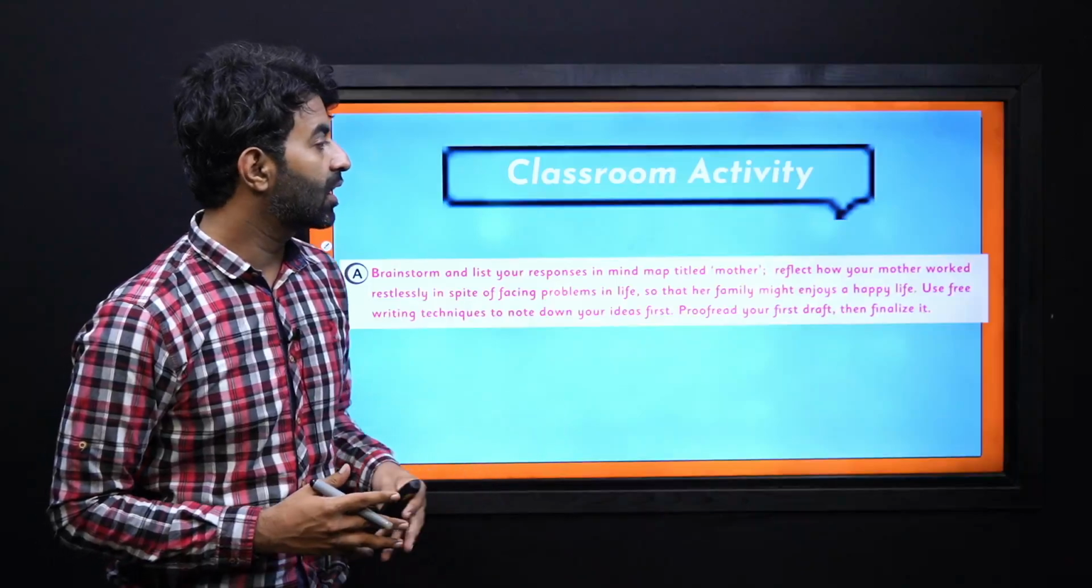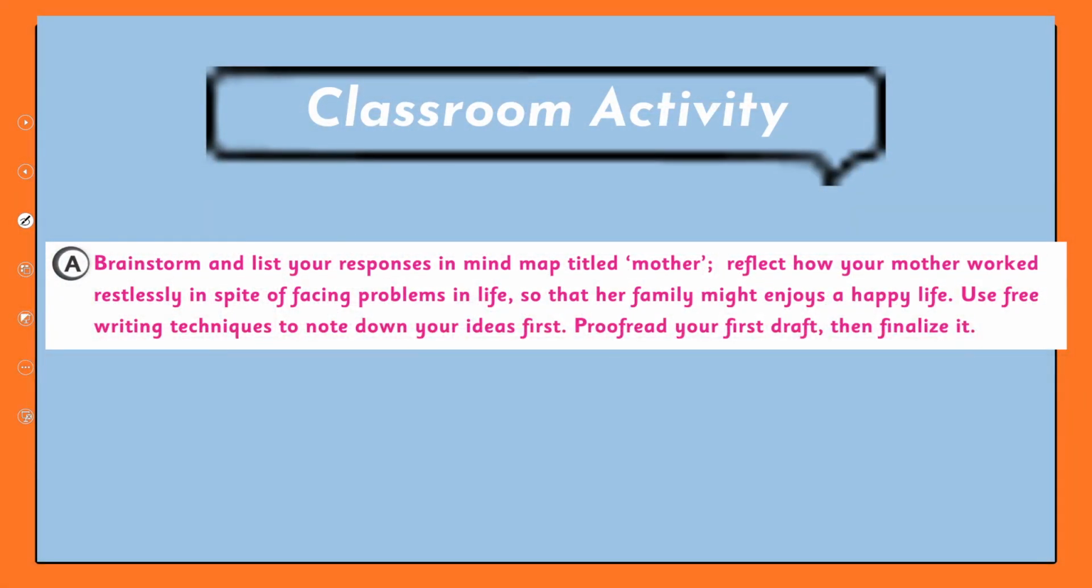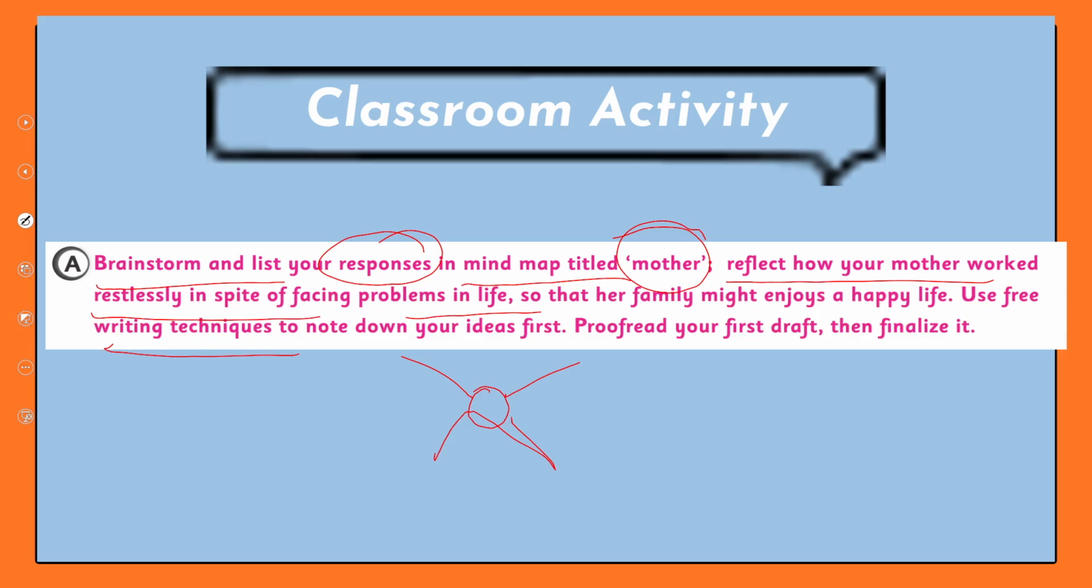Here you can see a classroom activity. Let's see what you're supposed to do. You have to brainstorm and list your responses in a mind map titled Mother. It means the mind map will be about mother, and then you can create different kinds of subcategories. Reflect how your mother worked restlessly in spite of facing problems in life so that her family might enjoy a happy life. Use free writing techniques to note down your ideas first, then proofread your first draft, then finalize it.